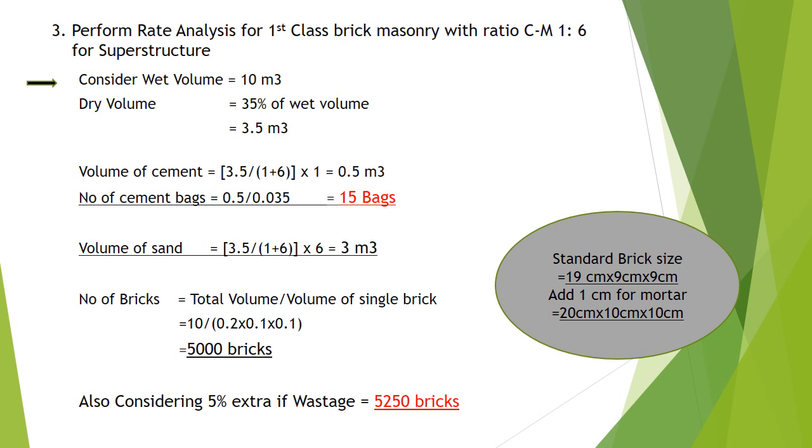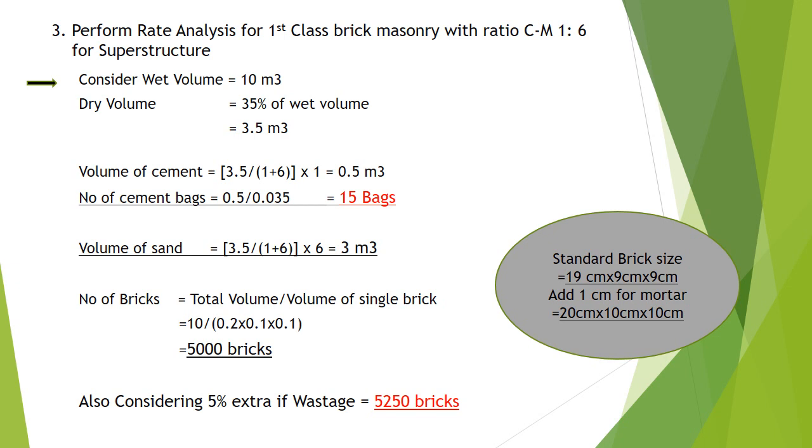Next, we need to find out the total quantity of the materials. So first is the total quantity of cement, the number of cement bags. The procedure remains the same. I am not going to repeat it again. So the number of cement bags is 15 bags and the volume of sand is equal to 3 meter cube. Now next is brick masonry. We need to find out the total number of bricks.